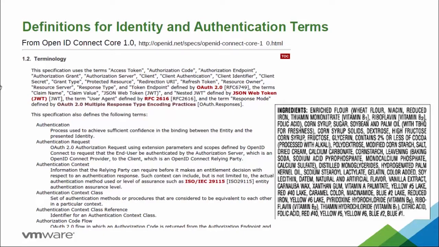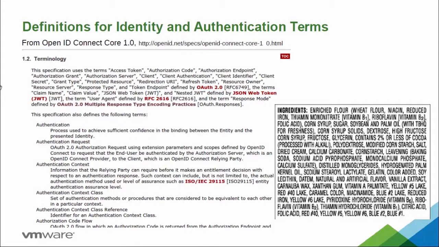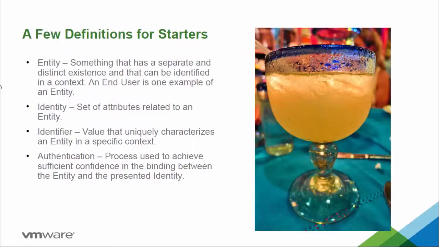But this is an actual screenshot of the OpenID Connect specification. And one of the things I think is very useful about the OpenID Connect specification, oddly enough, is that it's got a section of terminology that I think is well written and makes sense. You can look through this list of things: authentication, authentication request, authentication context, authentication context class. It's a lot like distilled monoglycerides, monocalcium phosphate. It's the ingredient list. But it's actually quite useful in an identity sense to get some rigorous definitions down for what we mean by some of these terms. So a few definitions to start. And these are actually taken from the OpenID Connect specification.